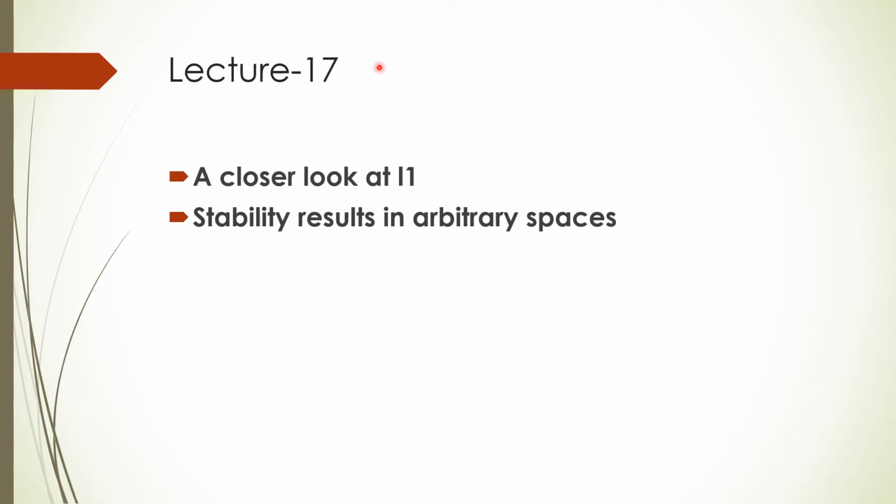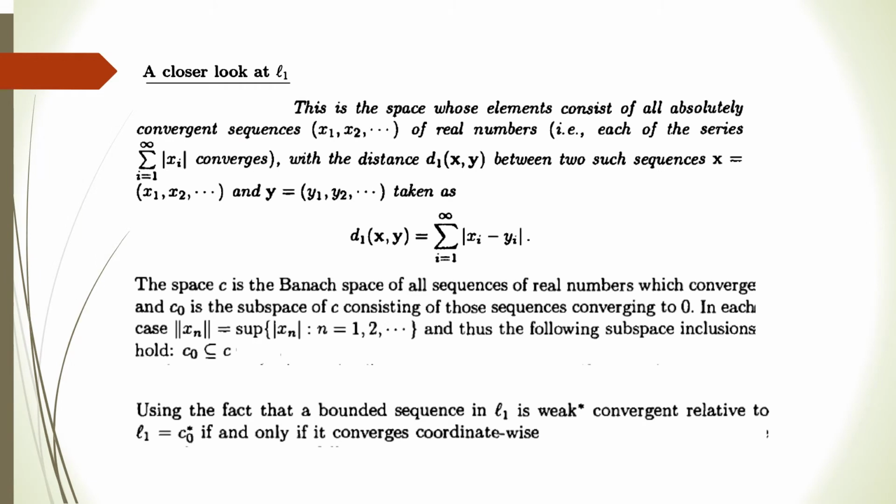This is lecture 17 on fixed point theory. Today I am going to explain a closer look at L1 and stability results in arbitrary spaces. Now the first topic is a closer look at L1. What do you mean by L1 space?